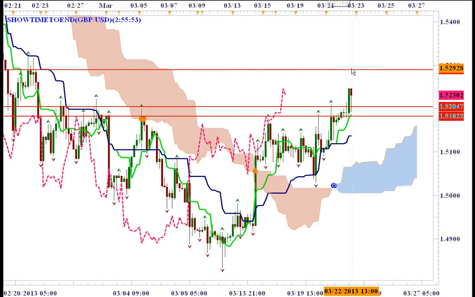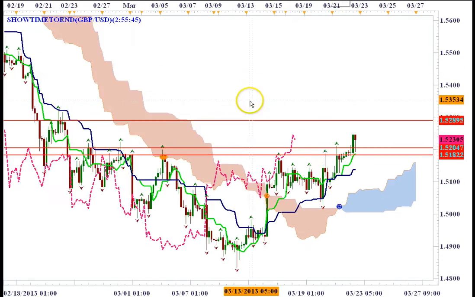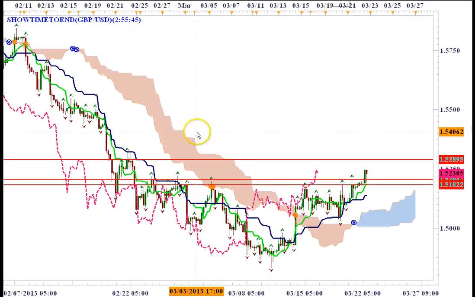Now this is Friday, so there's not going to be much happening, but next week we're going to watch this level, and this is going to be our main level. So we're going to see if price can break this level. If price breaks that level, then that's a long trade that I would be looking at.